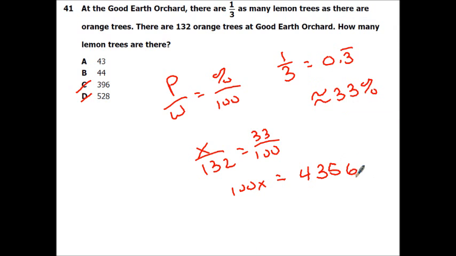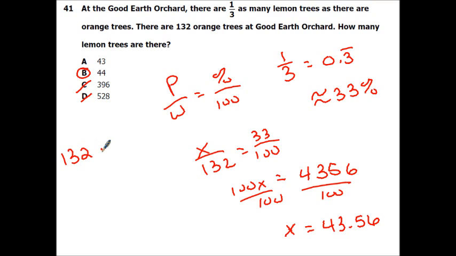4,356 divided by 100. So x equals 43.56, and so we can check our stuff here, and you can't have 0.56 of a tree, so our answer in this one is going to be 44 trees.